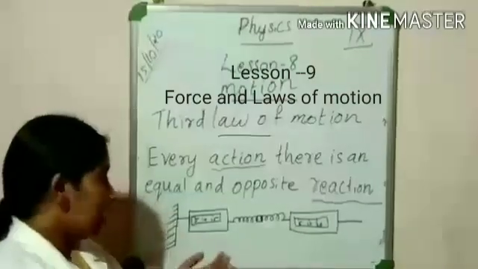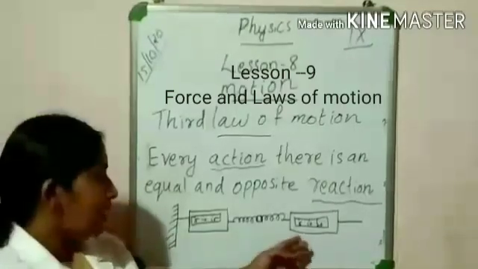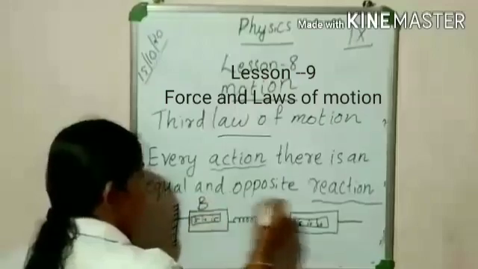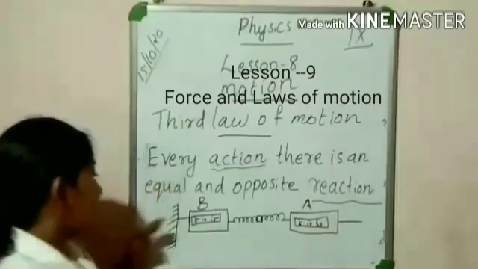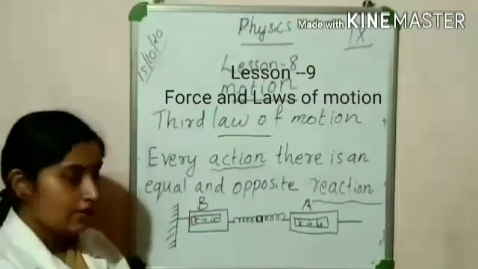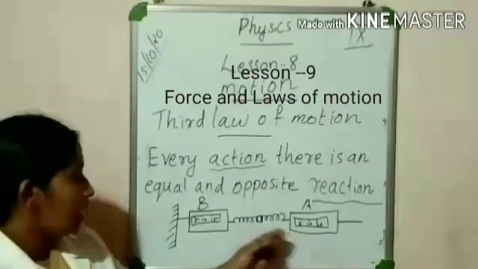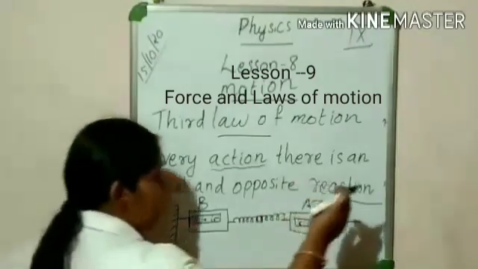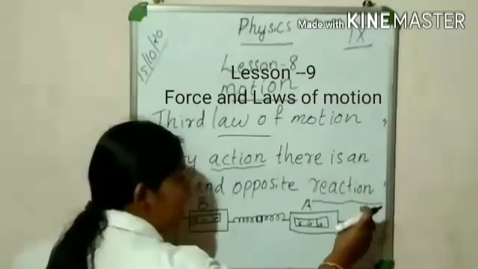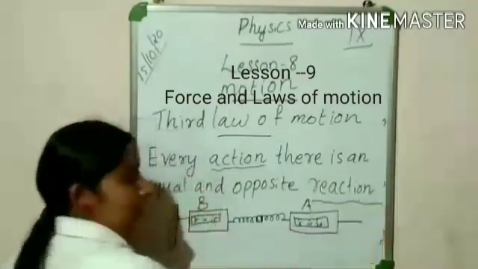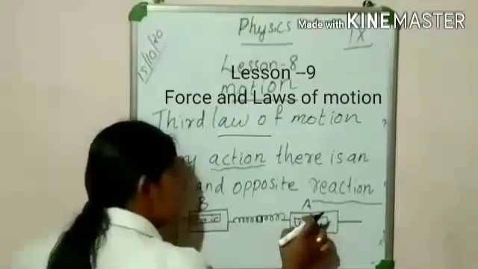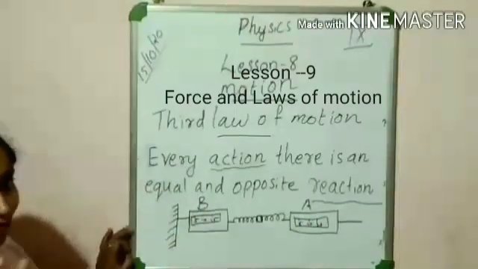Let's talk about another activity. There are two spring balances given there. We named them balance B and balance A. Balance B is connected to a rigid body like a wall, and balance A and balance B are connected to each other. When we apply a force on the free end of balance A, we can see that the scales of balance B and balance A show the same value.